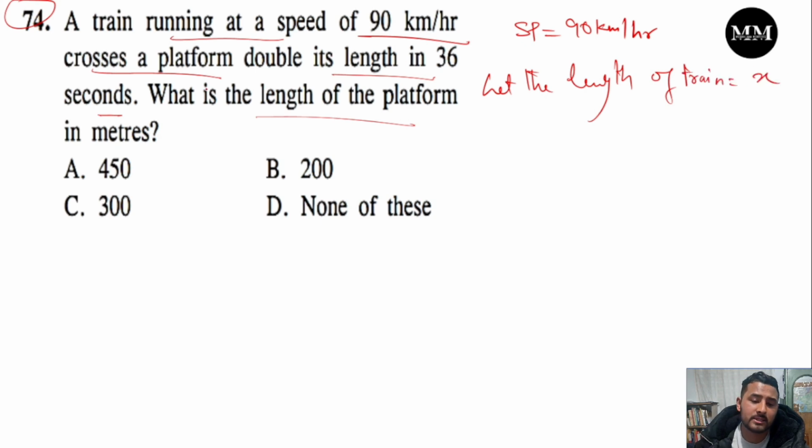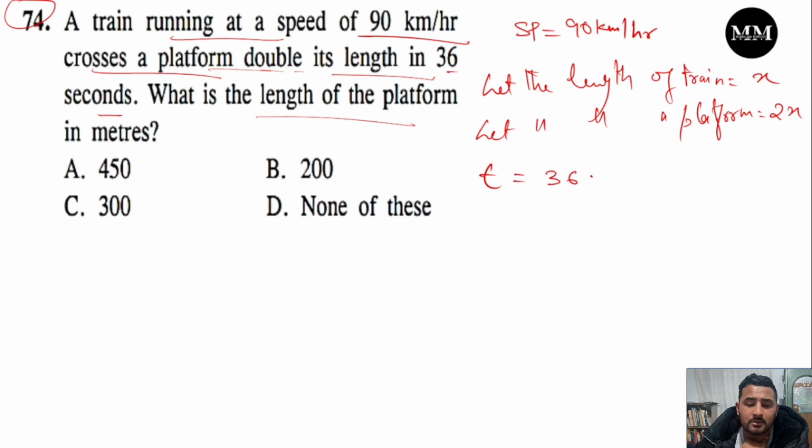x. Now it says the train crosses a platform double its length. So let the length of the platform be double, so you'll write how much? 2x. Okay, so using the formula, time is how much? Time is 36 seconds.